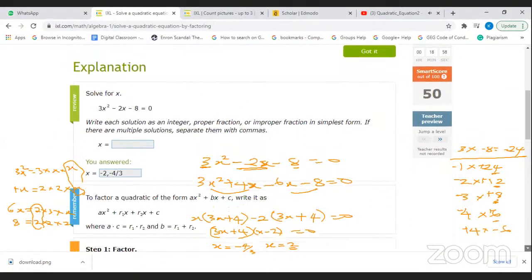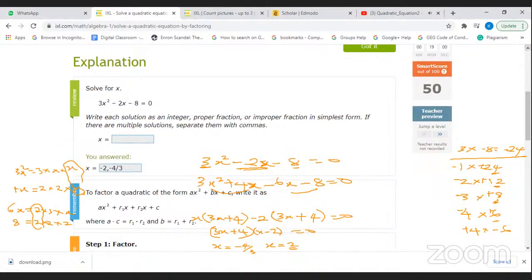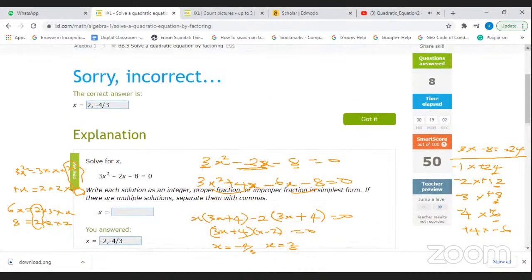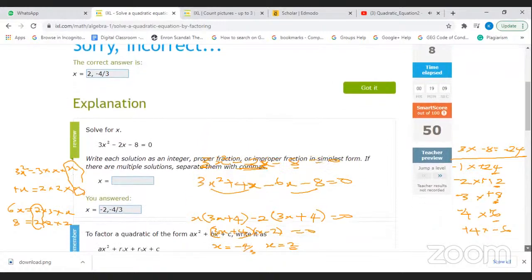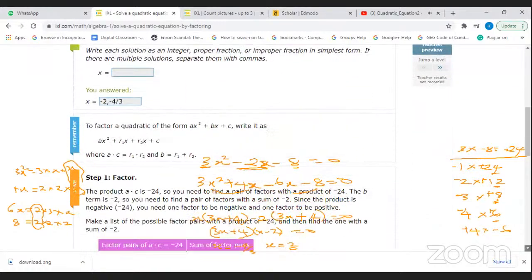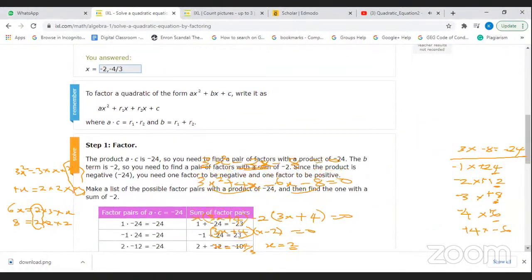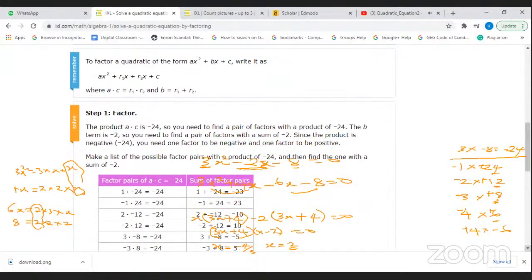So that is what we put. But the answer is up here. The answer is up 2 comma minus 4 over 2. You can see that that's the exact thing we got. But by then too, it will have reduced our mark. So this is the step. You can see that it's not different from what we did.